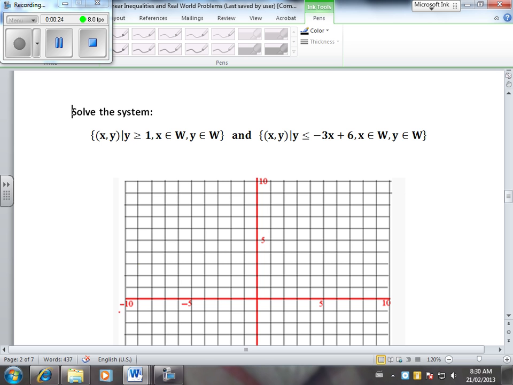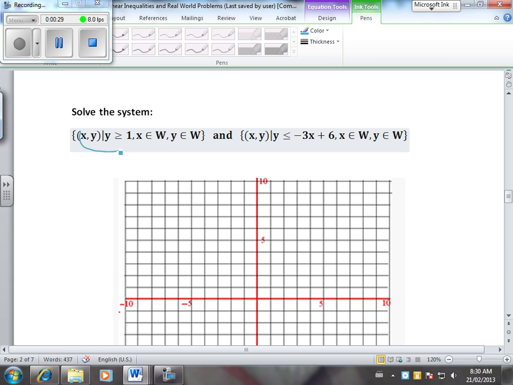So we have our set notation of x, y such that y is greater than or equal to 1, and x is all whole numbers and y is all whole numbers, and then such that y is less than or equal to negative 3x plus 6, and again we're working with all whole numbers. And we'll remember that whole numbers are positive numbers, but 0 is also included. So let's look at the information that we're told here.